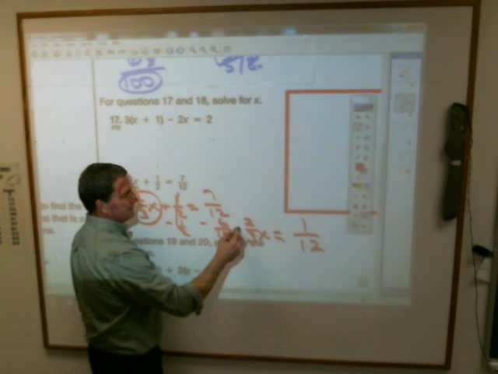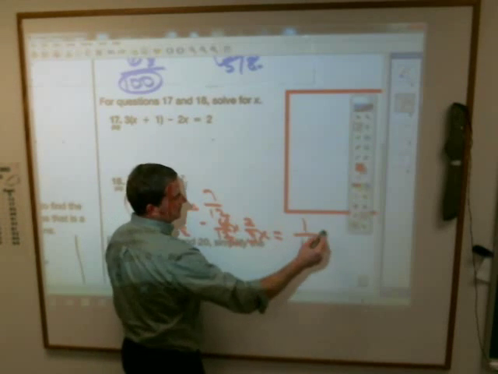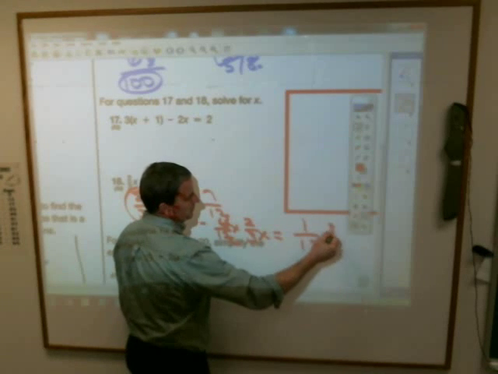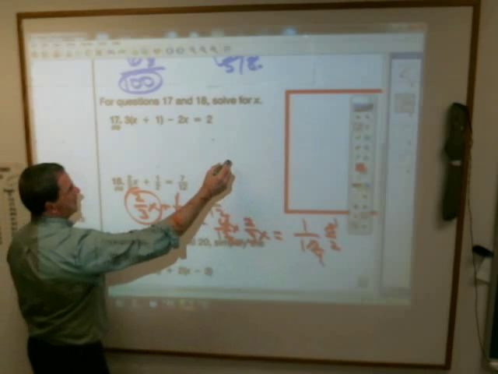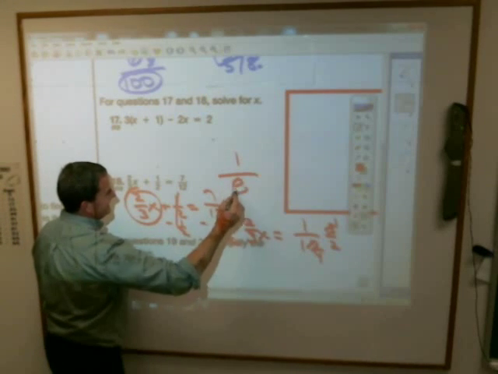Schwartz? Split and multiply times 3/2. 3 goes into 12 4 times, so I end up with 4 times 2 is 1/8.